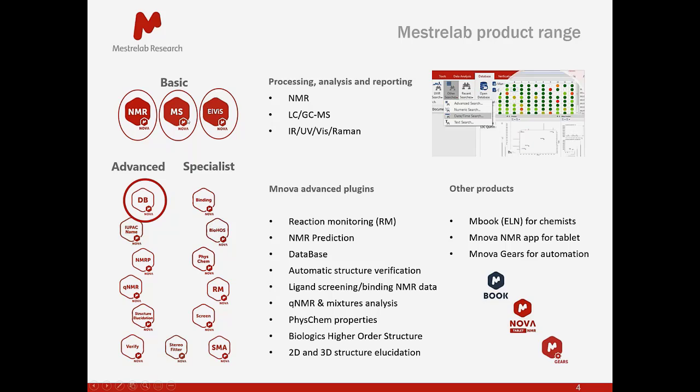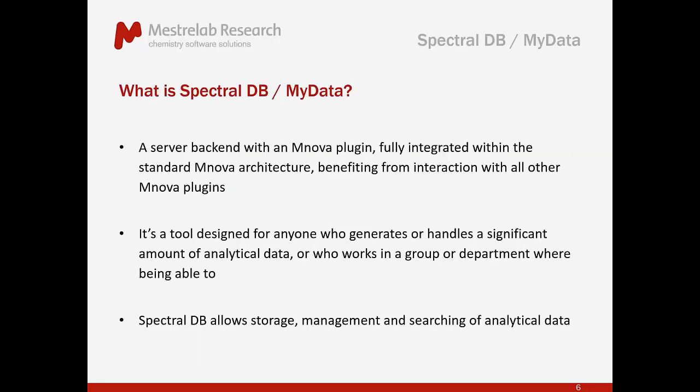And then below that, we have a number of what we call advanced and specialist tools. And the database, MyData or Spectral DB, is one of the advanced tools. You can see it circled there in the slide. So what is Spectral DB or MyData? It's a server backend with an Mnova plugin. So you have a server element which is basically running the searches and storing the data, and a plugin which runs within the Mnova front end, which you use for searching, interrogating, and displaying the results.